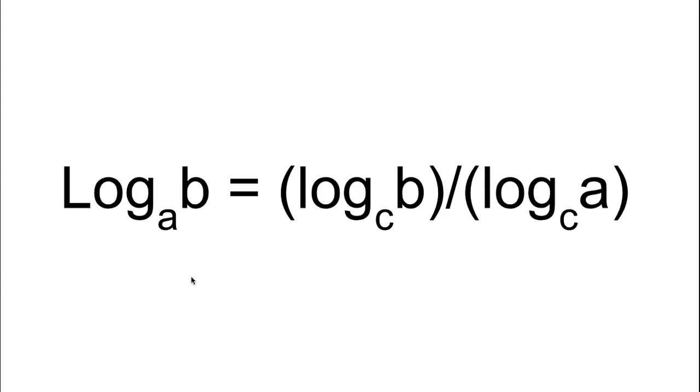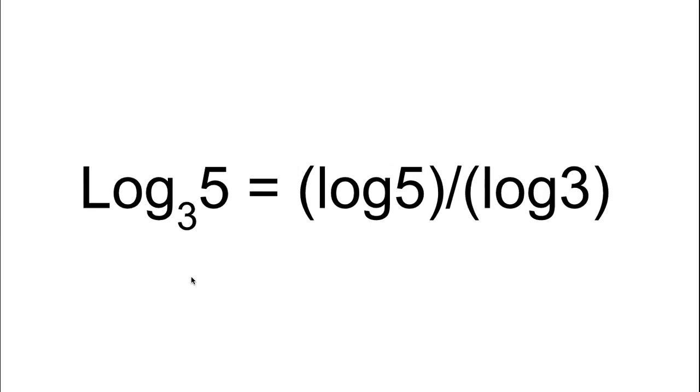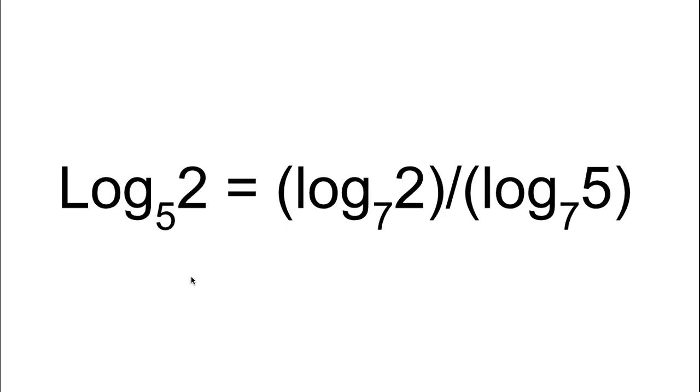So the next one is a formula, but it's also a property. It's the change of base formula, which is log base a of b is equal to log base c of b divided by log base c of a. So you can have any different base as c, and it'll still be the same thing. So log 5 is equal to log base 3 of 5 divided by log base 3 of 10. Log base 3 of 5 is equal to log 5 divided by log 3, and log base 5 of 2 is equal to log base 7 of 2 divided by log base 7 of 5.